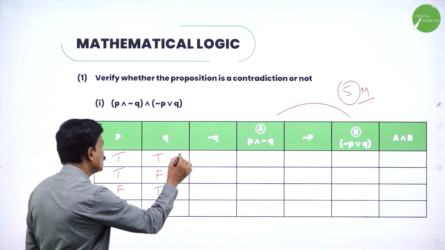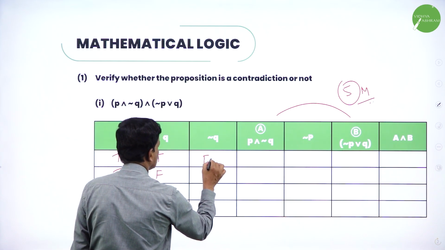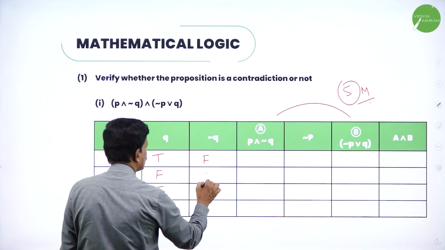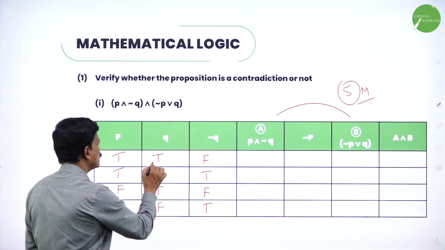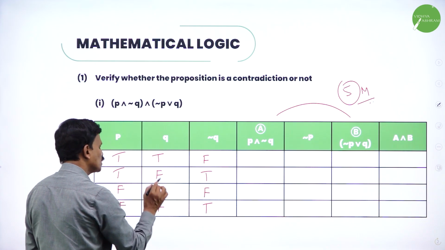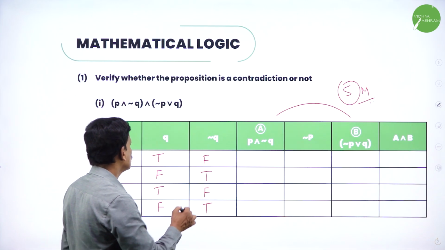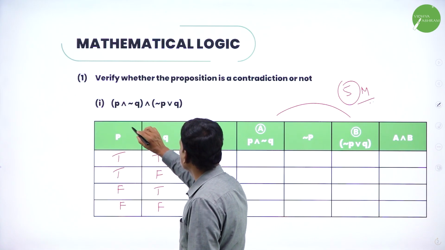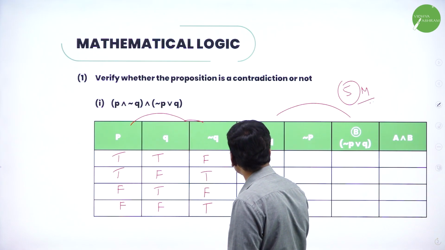Now negation of Q. Negation of T is F, negation of F is T, negation of T is F, negation of F is T. Just write the negation. Now write down the conjunction for these two, P conjunction negation Q.